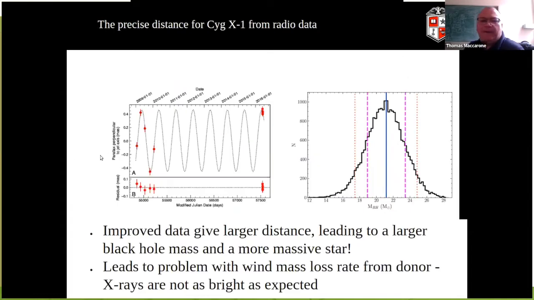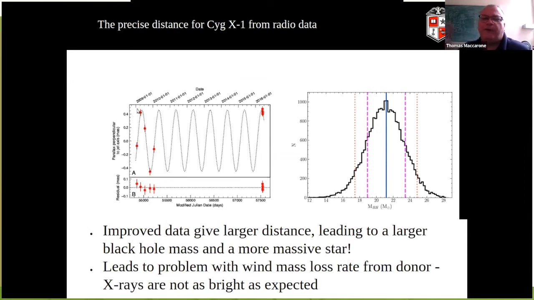All right, a project I was excited to be involved in, where the paper came out about two years ago, is this paper by James Miller-Jones, who works at Curtin University in Australia. There, we got a bunch of radio measurements for Cygnus X-1, and we were able to see the motion of the radio source across the sky. Now I want to highlight how small these motions are. They go from minus 0.4 to plus 0.4 milliarcseconds.